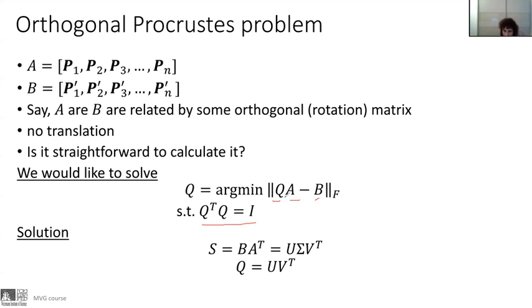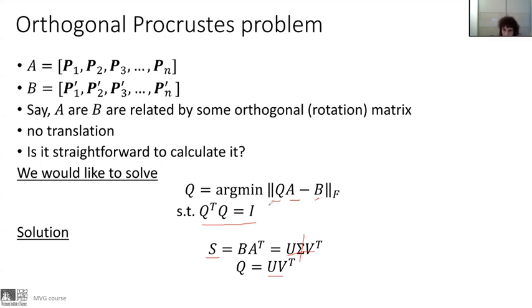I'll take A transpose multiplied by B. I'll make an SVD of this matrix, and I'll get that the exact solution to this optimization problem is UV transpose. I mean that I omit the middle matrix, and I'll get that this is the solution. This is actually a closed form solution.